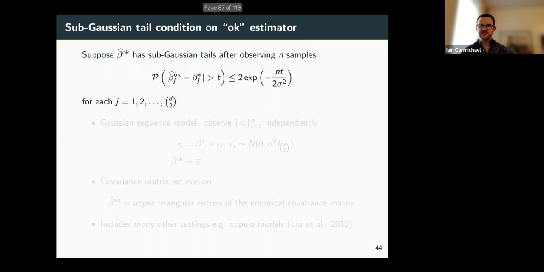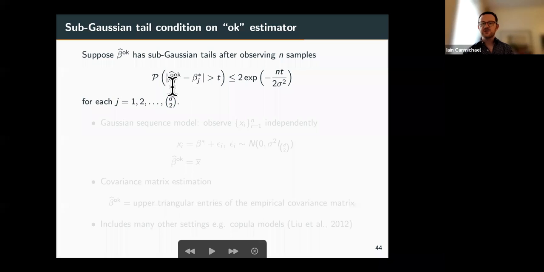So beta OK has to be a truly not horrible estimator. Let's assume for now that beta OK has sub-Gaussian tails after observing n samples. By that I mean that the absolute difference between each entry of beta OK and our target parameter has sub-Gaussian tails. This deviation is bounded by some Gaussian.